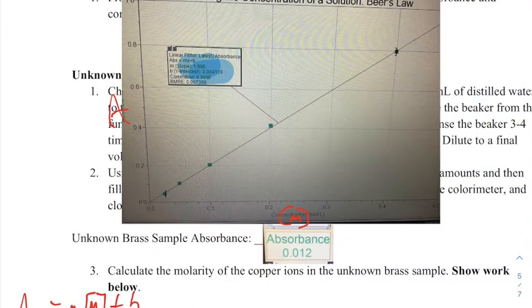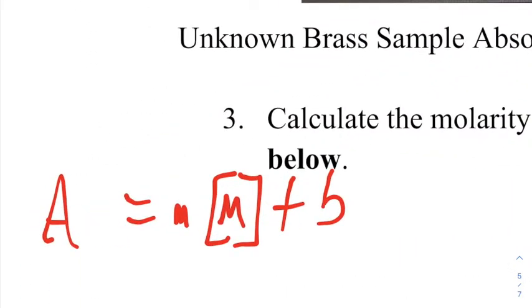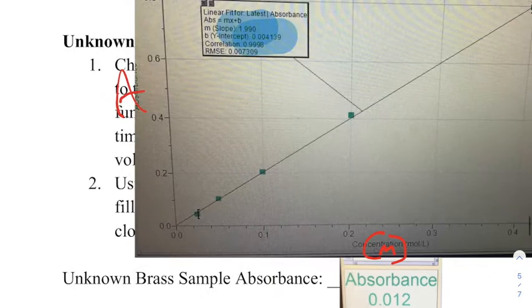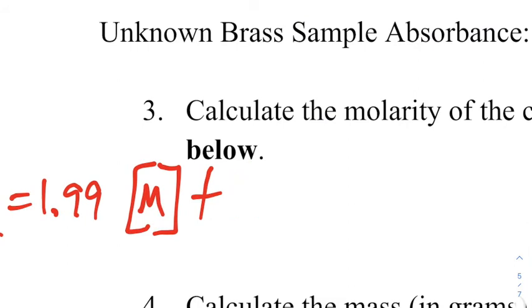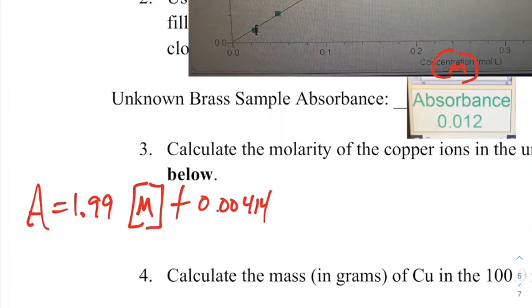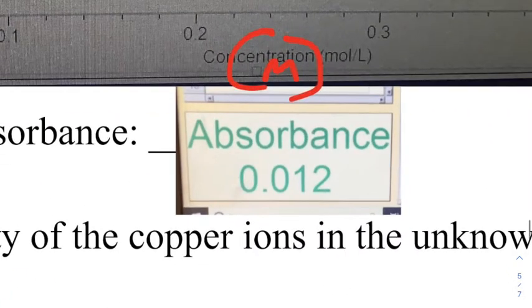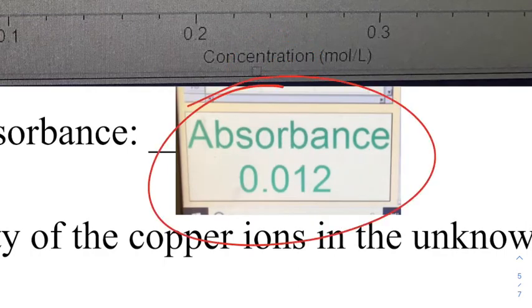So in reality, our slope is 1.99, and our y-intercept is this guy here, 0.00414. And now, if I know this, then I can calculate this, or vice versa. If I know this, I can calculate this. So what is it that I knew about my sample? Remember, I took my unknown sample, and I put it in the machine, and it told me that the absorbance of my unknown was 0.012 absorption units.